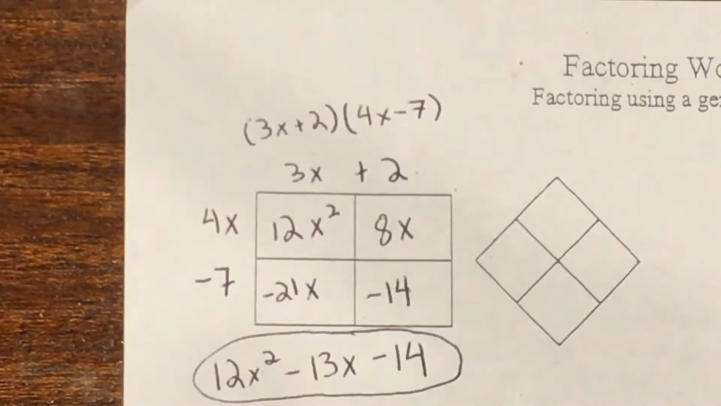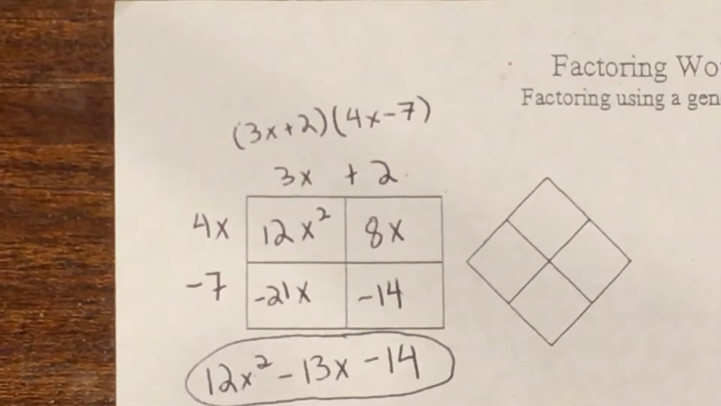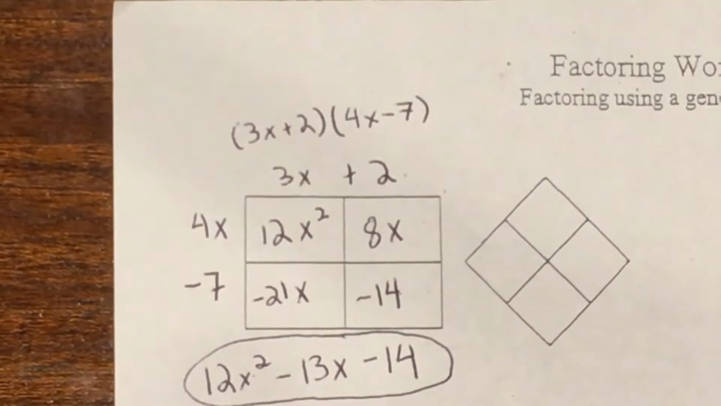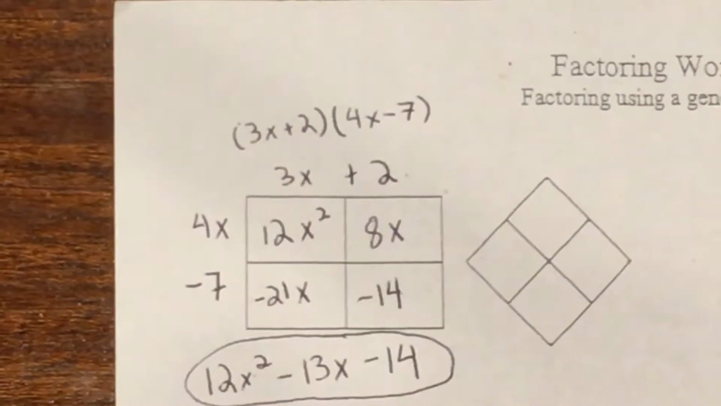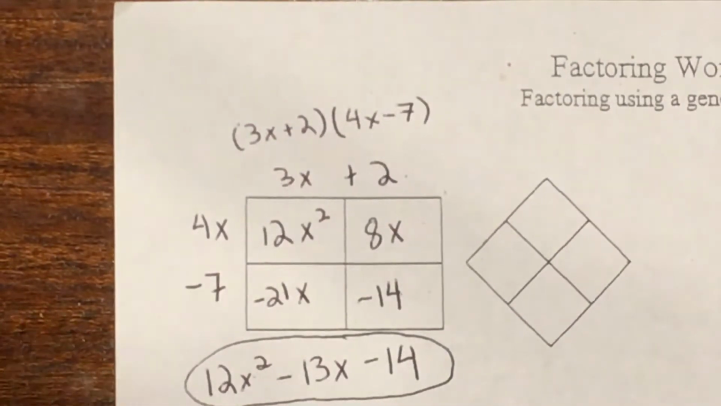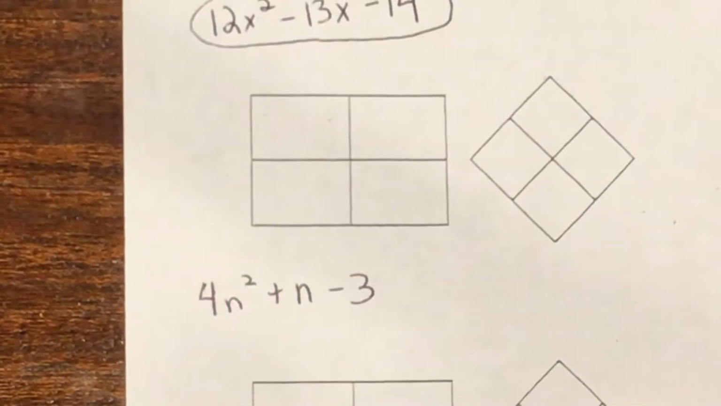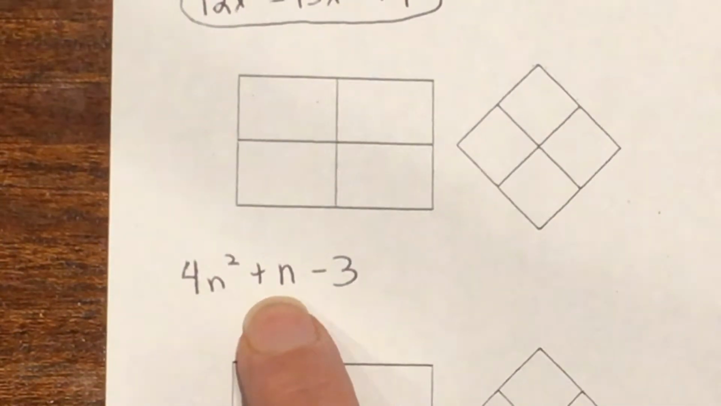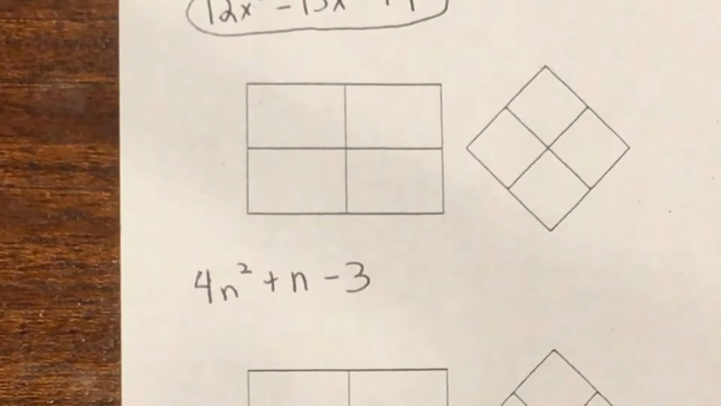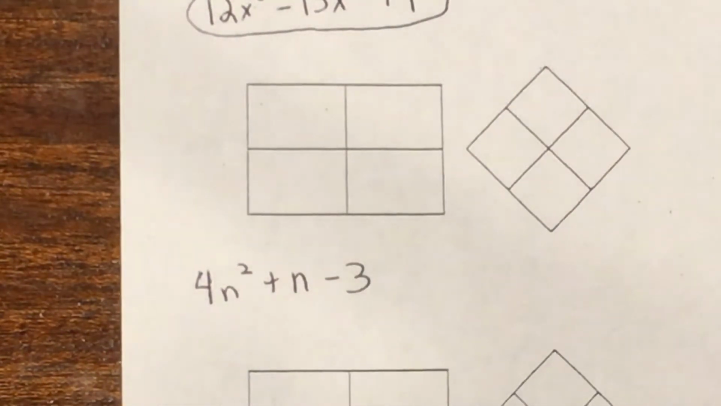So the first problem that I want you to factor is 4n squared plus n minus 3. Doesn't matter if it's x, n, z, anything like that. They all work the same way. Let me slide it up. All right, so I've written the problem right here. And then we're going to use both the rectangle and the diamond to help us factor this one.